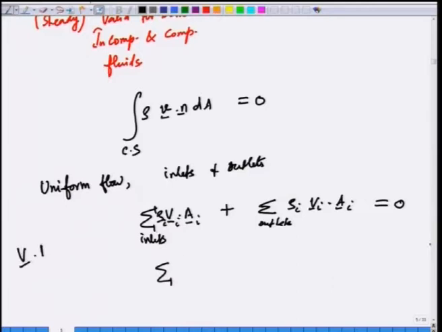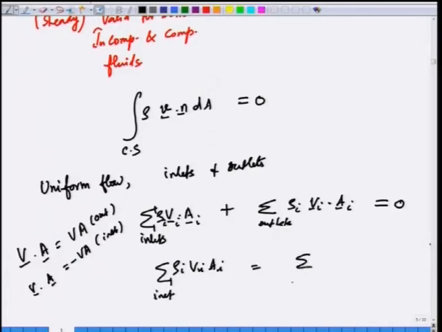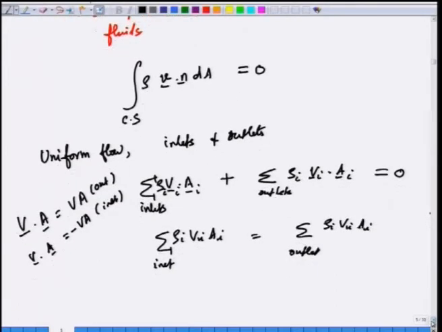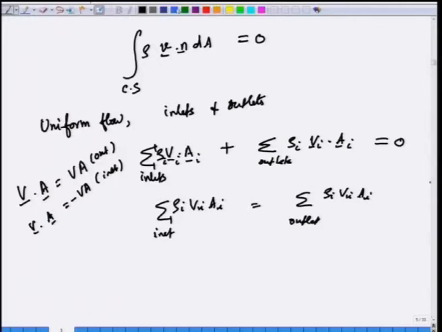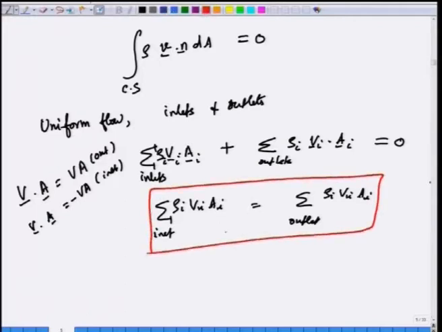So, v dot a is v a for outlets and v dot a is minus v a for inlets. Then we can take one of these out and write the sum of rho i v i a i over outlets is equal to the sum of rho i v i a i over inlets. Okay. So, this is a simplified form of the mass conservation equation, valid only for steady flows, and density can vary from inlet to outlet.